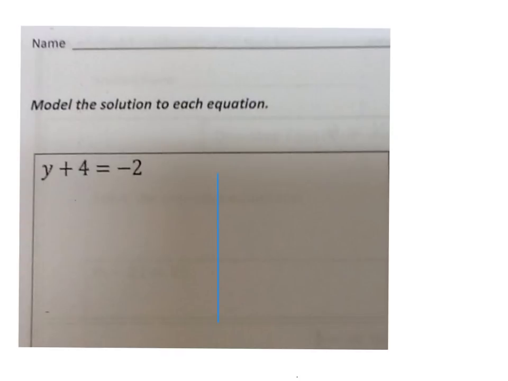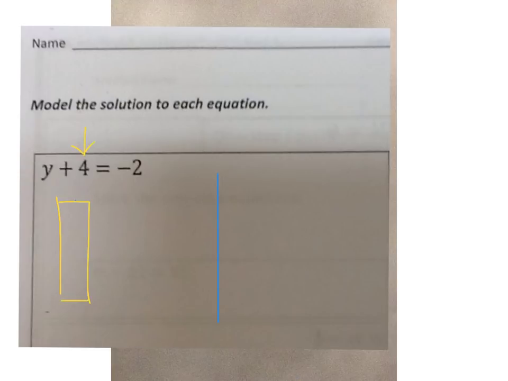To model an equation, we have to start with the y variable. So we're going to draw the variable tile, and then we look at the constant and we represent that with 4 pluses. On the other side of the equation we have minus 2, so we're going to add 2 negatives on the right hand side.